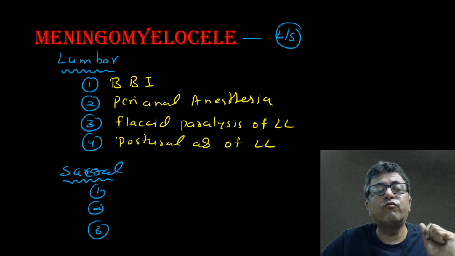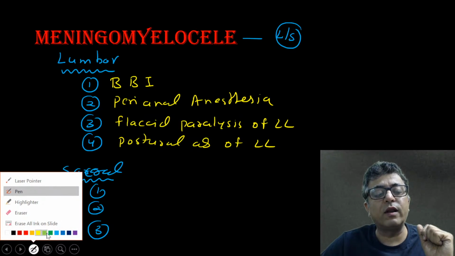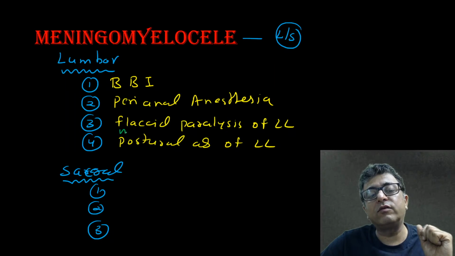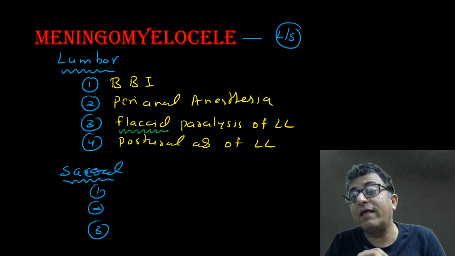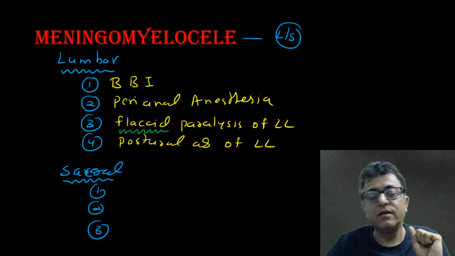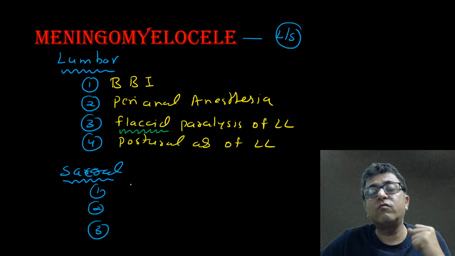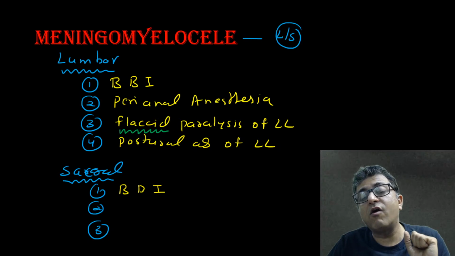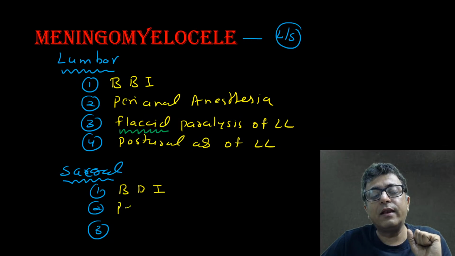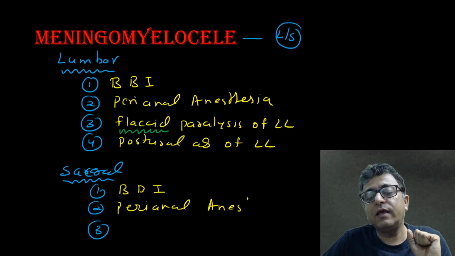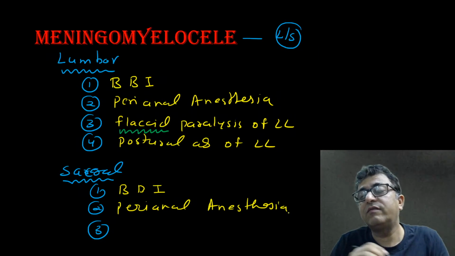But see, flaccid paralysis of the lower limb, lower motor neuron signs are there. Now see, if meningomyelocele is present at the sacral region, what are the features? Bowel, bladder incontinence is there. Perianal anesthesia is there.